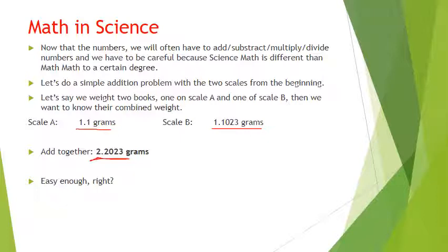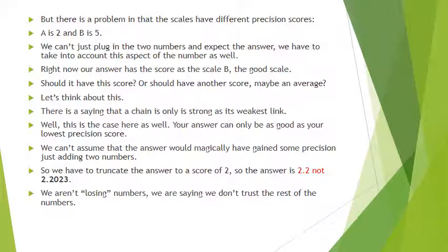Okay, and you plug it in your calculator, and it gives you this. And you go, that's the answer, teacher. And I go, not sure. Because what does that number tell me? It tells me not only how big it is, but how good my number is. And we have to be careful there, because how good is my number? The problem is that scale A only had a precision score of 2, and scale B has a score of 5.